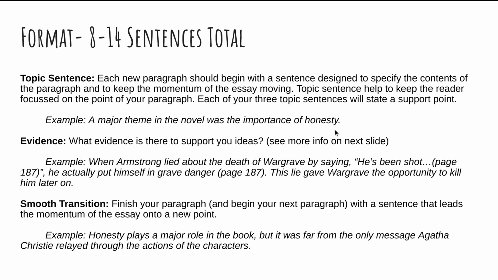Now, of course, I want to make sure I'm not going off topic and talking about something completely different when I bring up my evidence. But you get the idea. I'm going to focus on honesty. From there, I'm going to bring forward my evidence. We'll talk more about what kind of evidence you would use, but here's an example of the sort of thing I might say. So again, I'm talking about the importance of honesty as a theme in And Then There Were None. I might give an example from the book, like, when Armstrong lied about the death of Wargrave by saying he's been shot on page 187, he actually put himself in grave danger. This lie gave Wargrave the opportunity to kill him later on.